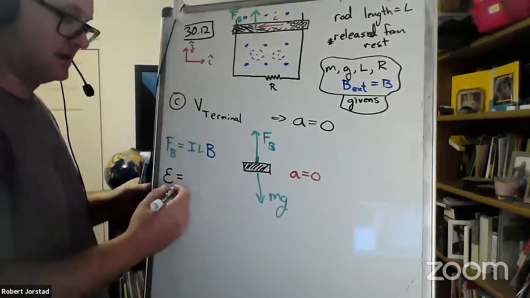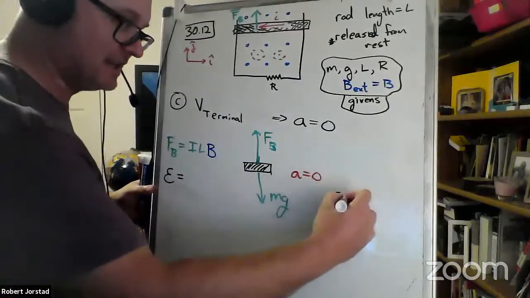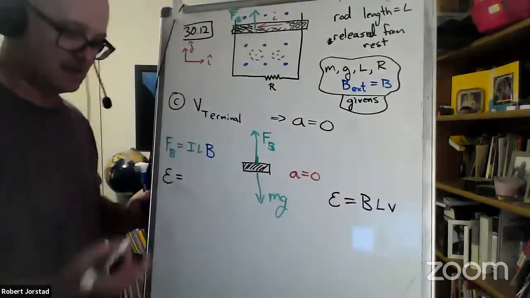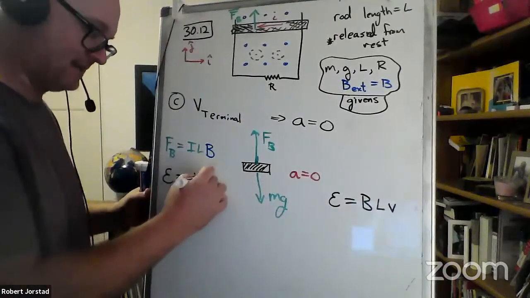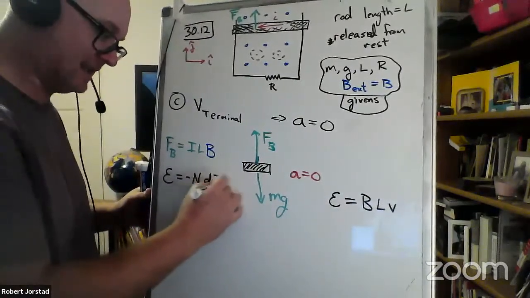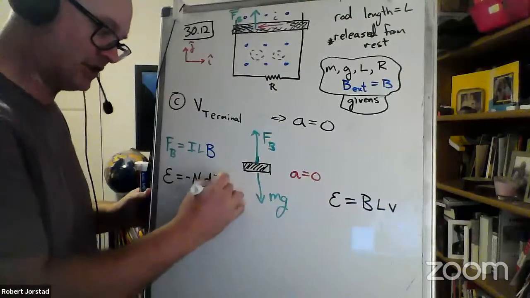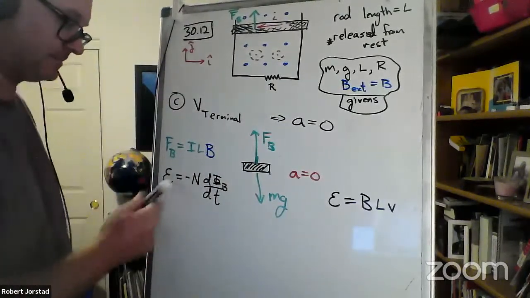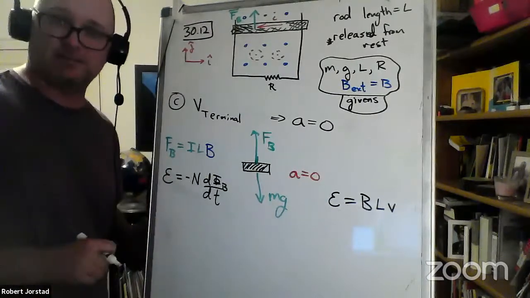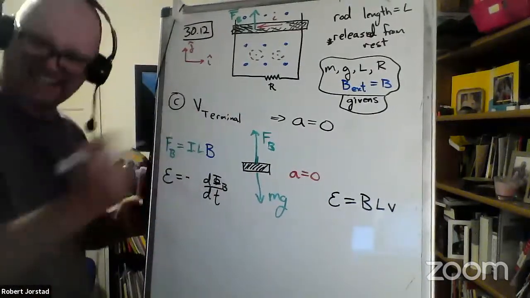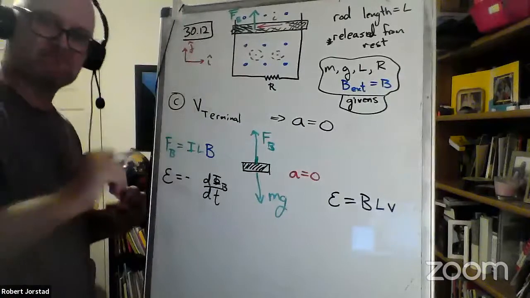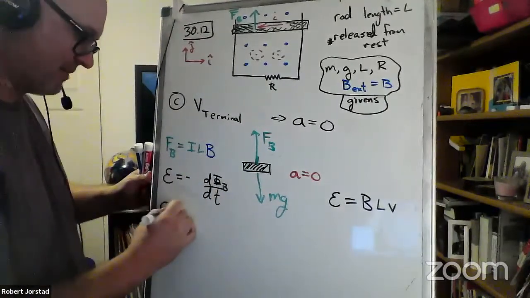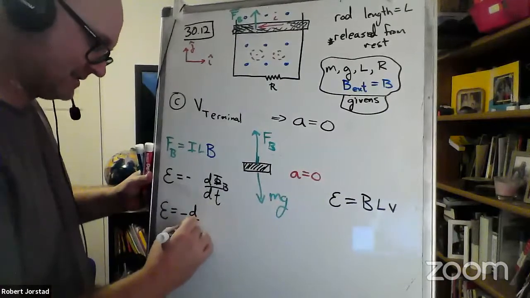One way to do it is to say E equals B L V. The other way to do it is minus N d phi dt, and they are the same. I wanted to show you that. So let's start with what you chose, Nick, this one. I'm going to start with the easy part: N equals 1. One loop. Now you do the rest. How do I get the magnetic flux? Do you remember any equations for the magnetic flux?